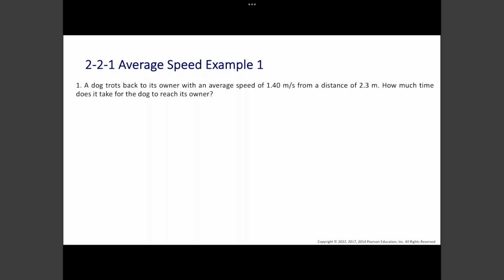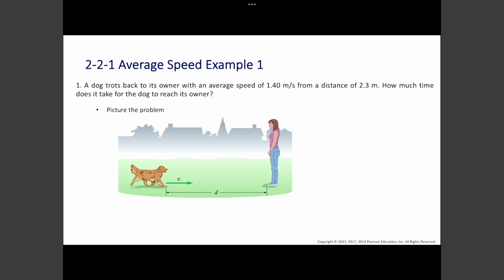Now let's look into an example. Suppose a dog trots back to its owner with an average speed of 1.40 meters per second from a distance of 2.3 meters. And we are asked to find the time it takes for the dog to reach its owner. It's always easier to picture the problem to get a rough idea. So there's the dog and its owner. The dog is at a distance of 2.3 meters.